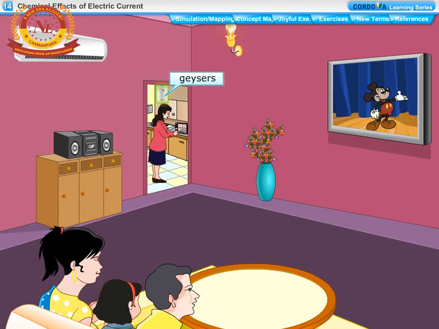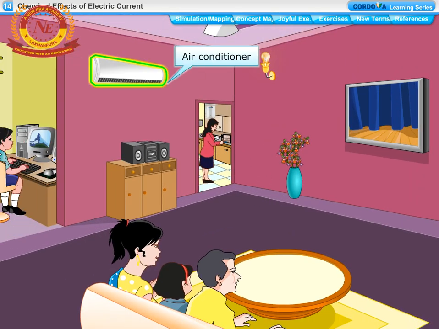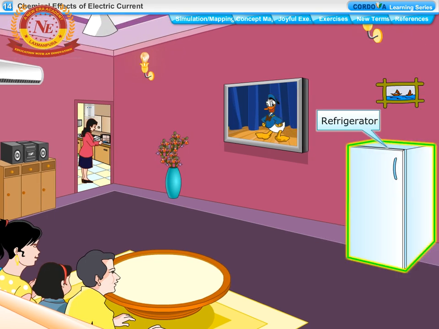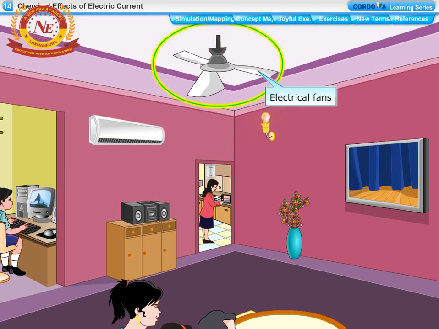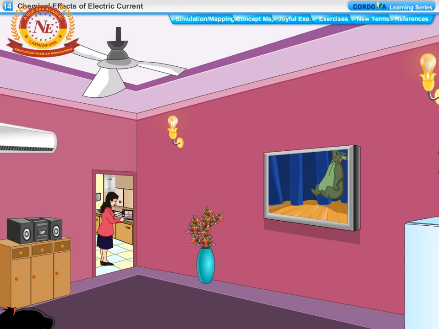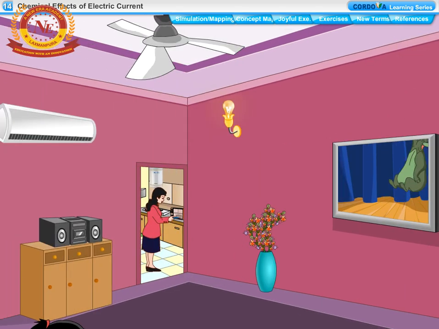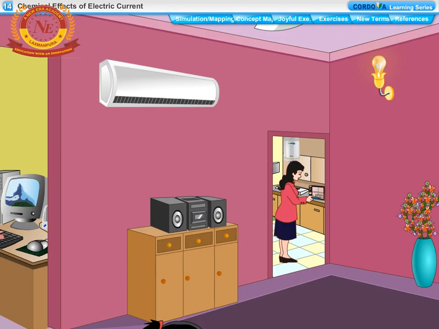Modern society cannot function without electricity. Electricity provides us a form of energy called electrical energy. It is one of the most efficient, pollution-free and useful forms of energy.